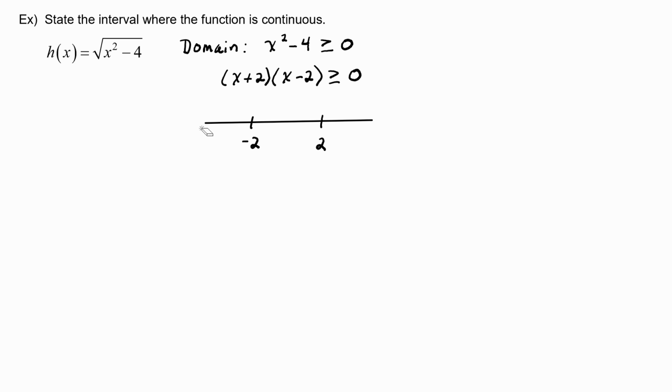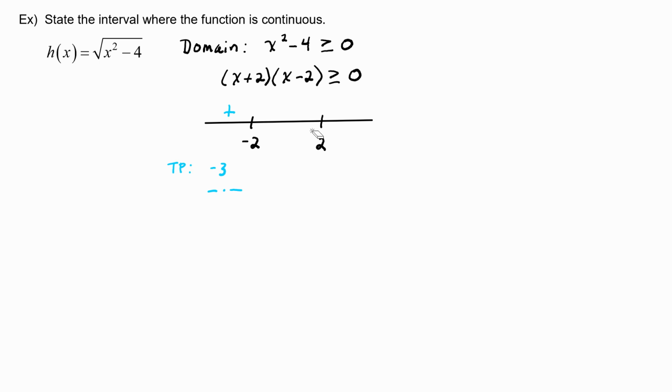So in this interval, a test point could be -3. If we put -3 into the first factor, we would have a negative. If we put -3 into the second factor, that would also be negative. A negative times a negative is a positive. So when we are in this interval here, this product will be positive.